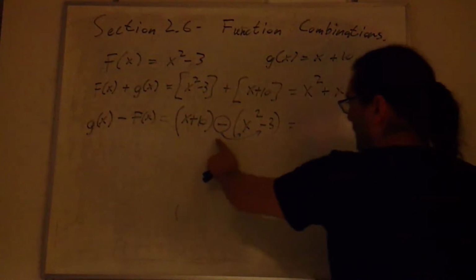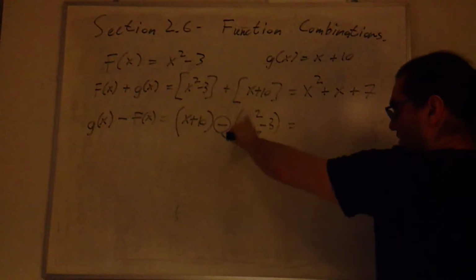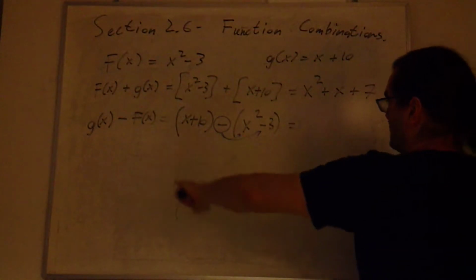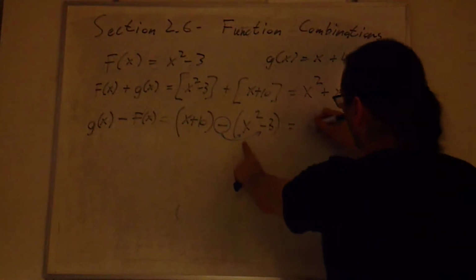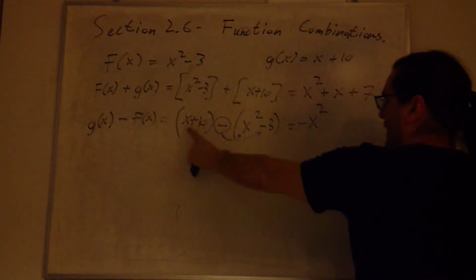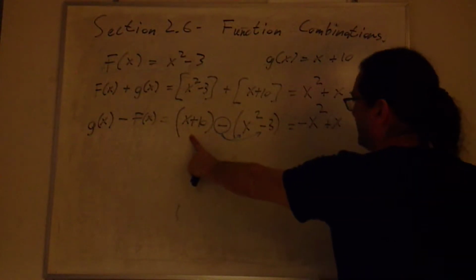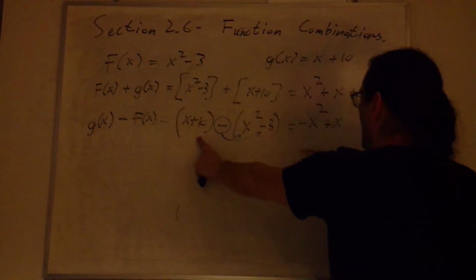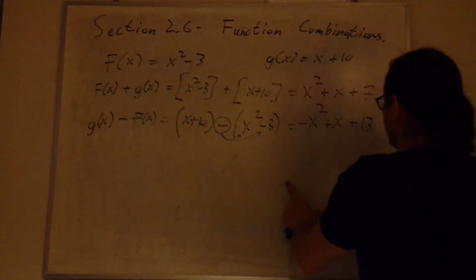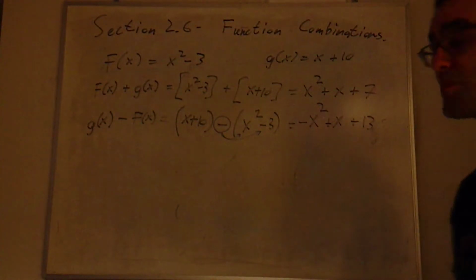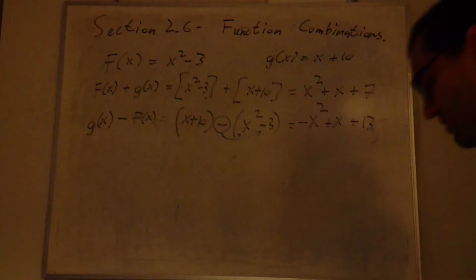So, keeping in mind that this is distributed and these guys have their signs switched, now I just have to combine like terms. My x squared term is negative. My x term is positive. And my units term is going to have a positive 10 and a positive 3. So that'll be a plus 13 on the back end. That's addition and subtraction. That's all there is to that.